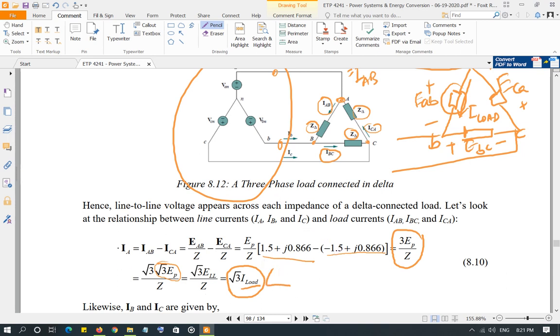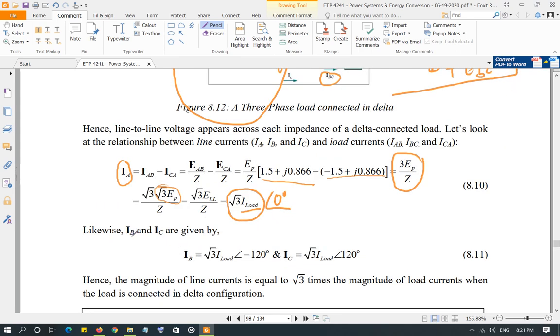I'm not showing you, but the angle here is 0 because, of course, remember, IA is a complex quantity. And likewise, when you calculate IB and IC, line current, sorry, IB will be square root of 3 times I load, angle negative 120 degrees, and IC will be square root of 3 times I load, angle 120 degrees. So again, these line currents are complex quantities. They are 120 degrees apart from each other.